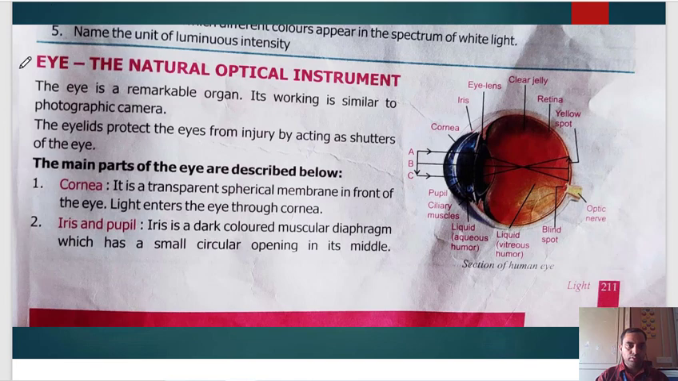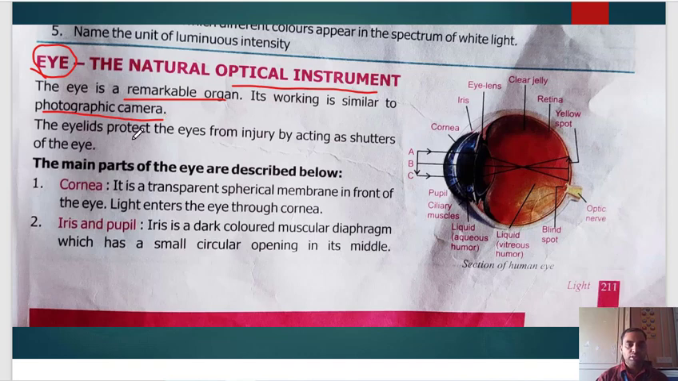Today we are going to discuss the eye. It is the natural optical instrument. With the help of our eye, we are able to see objects. The eye is one of the most important organs of our body. The eye is a remarkable organ. Its working is similar to a photographic camera. The way a photographic camera works, similarly the eye also works.